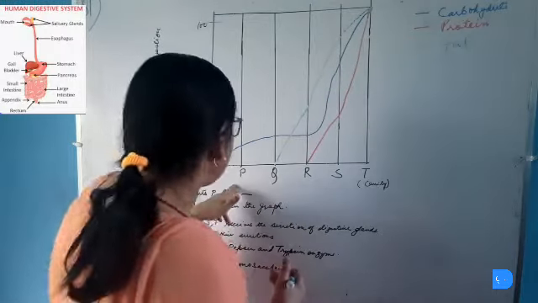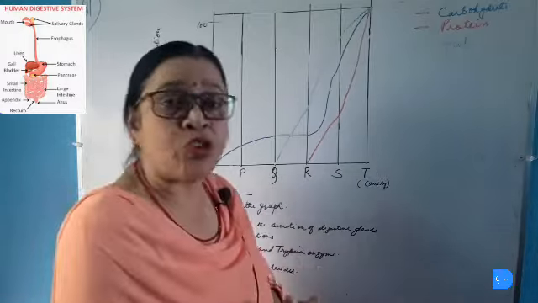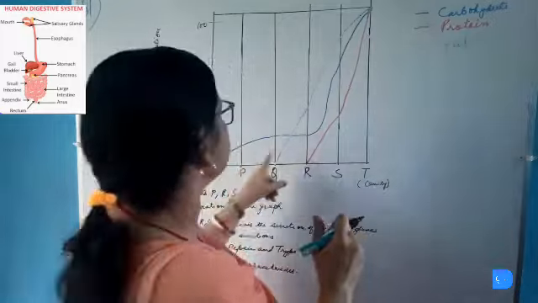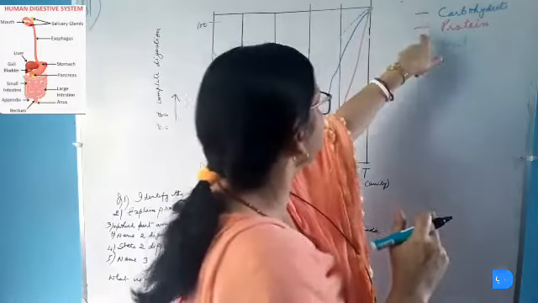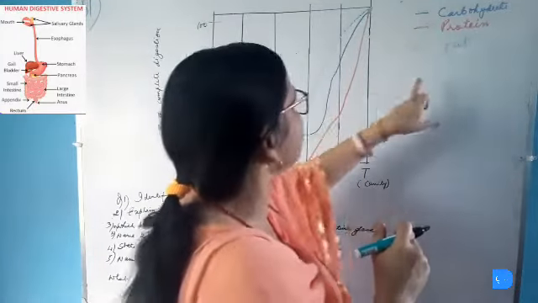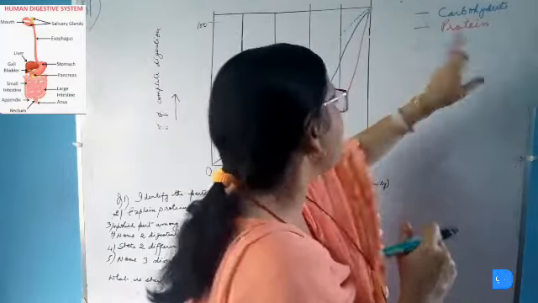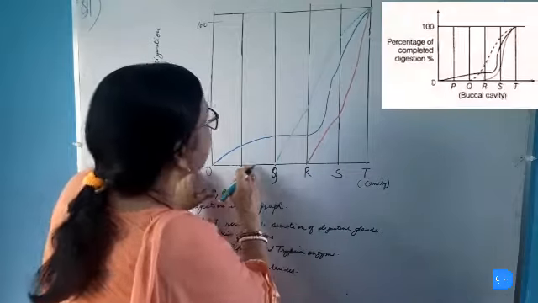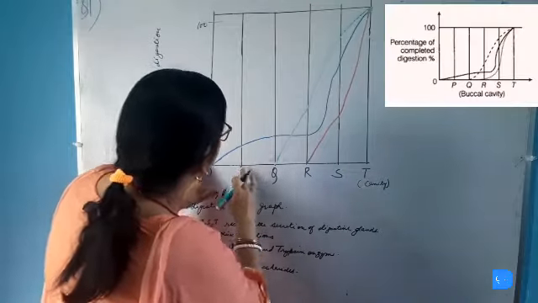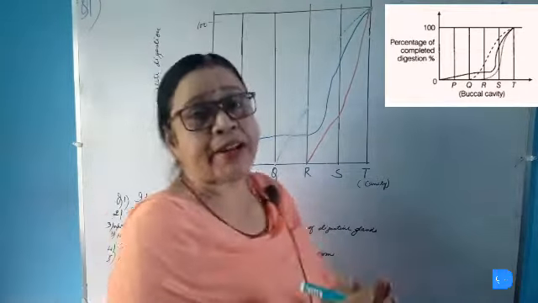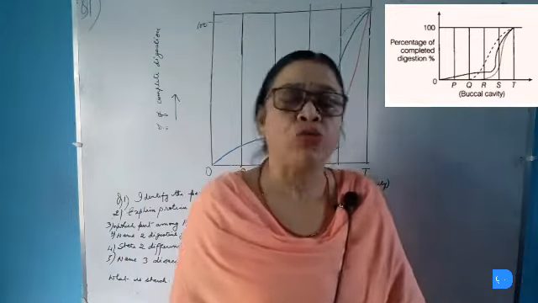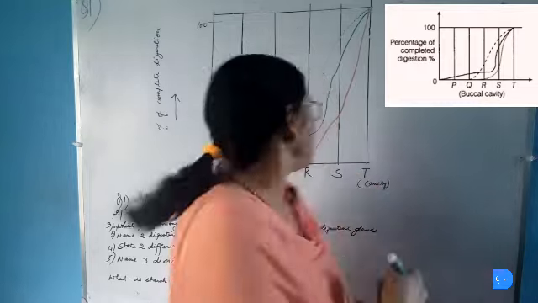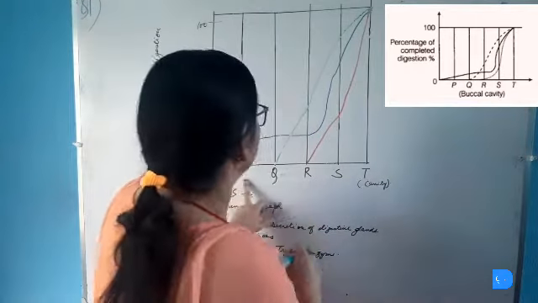These are all parts of the alimentary canal of the human digestive system. Here is a key. This blue line represents carbohydrate digestion. This red line represents protein digestion. And this green line represents fat digestion. So from here we can see that carbohydrate digestion starts from P. We know that carbohydrate digestion starts from the mouth because of the presence of the enzyme ptyalin or amylase in saliva. So P must be mouth.